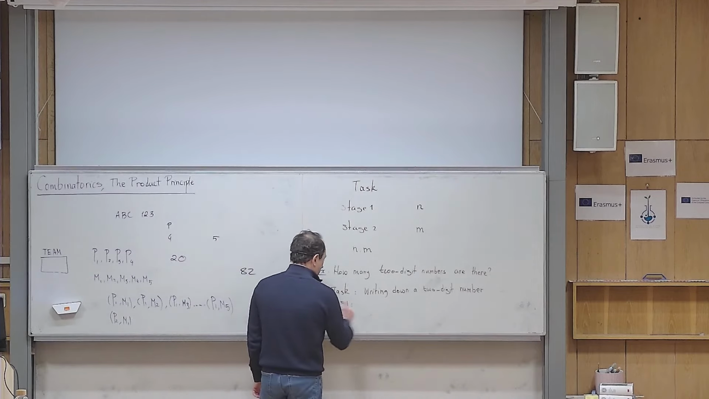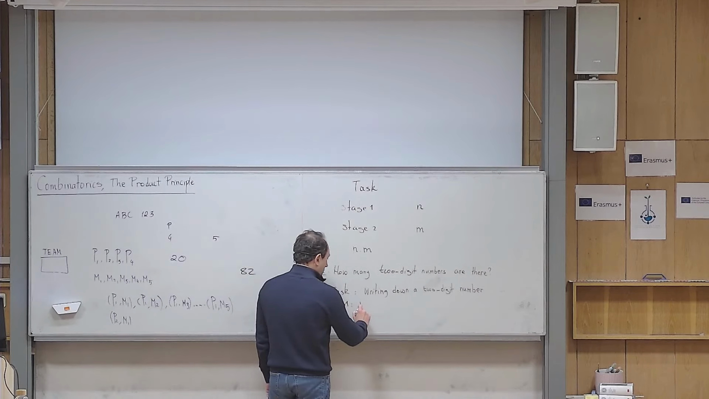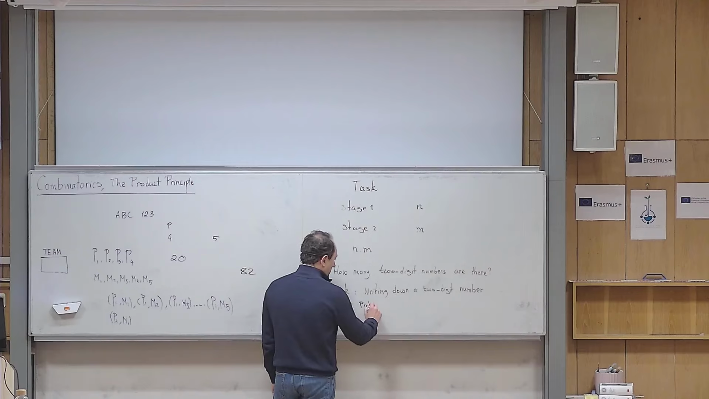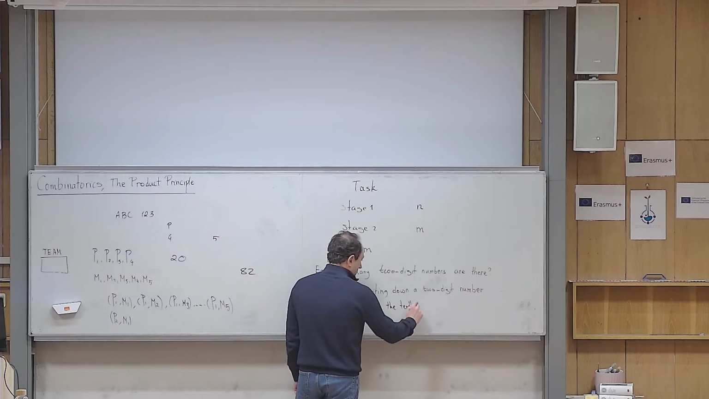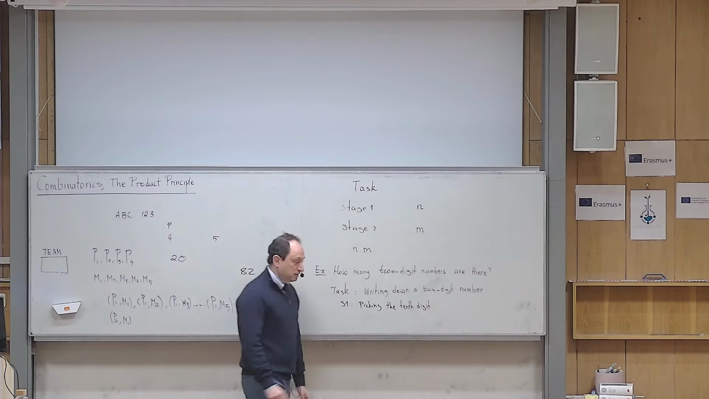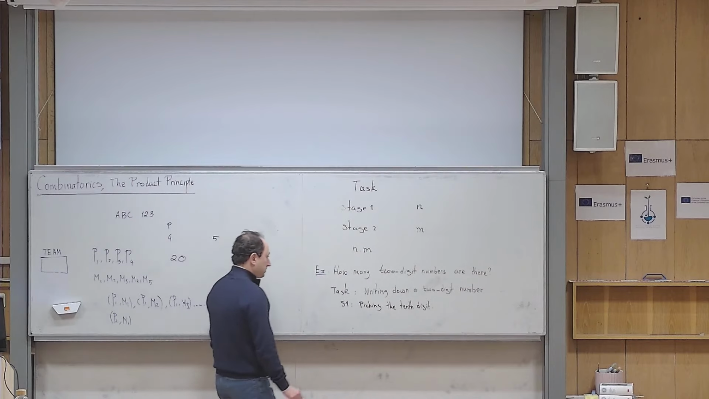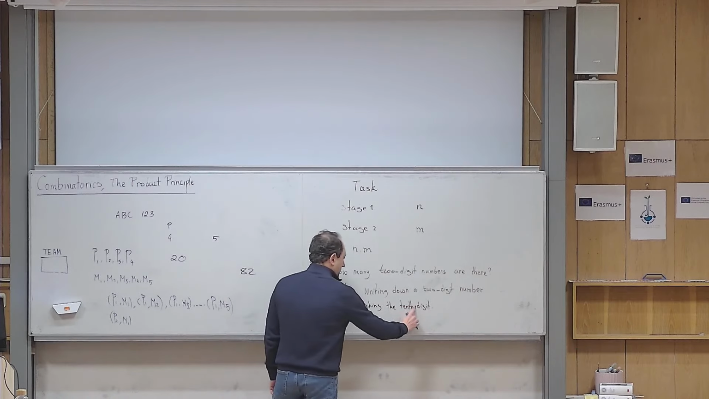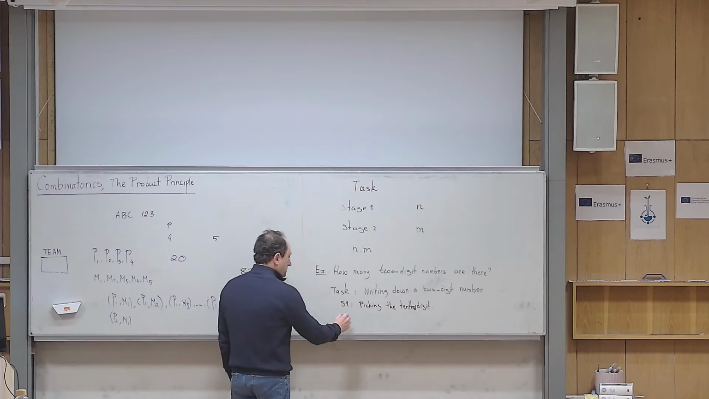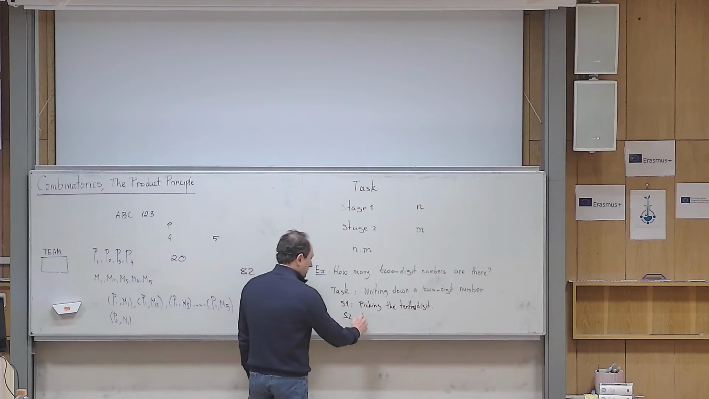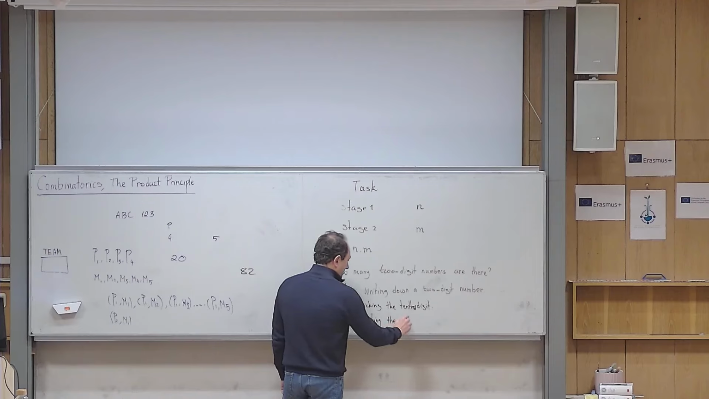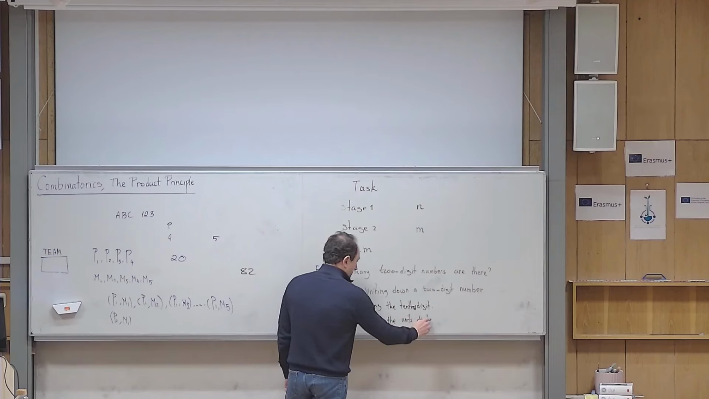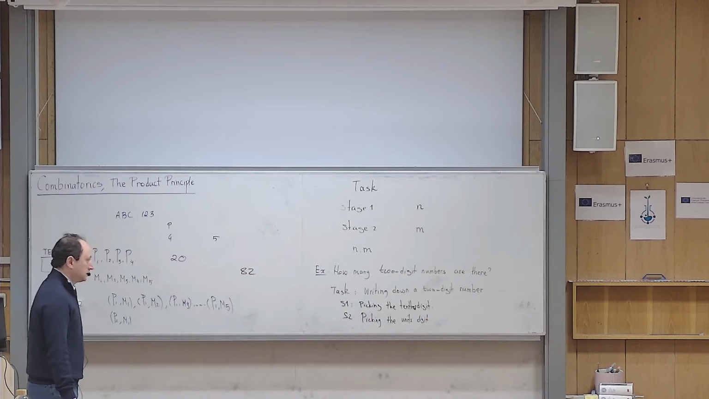So stage 1 is what? Let me write, stage 1, picking the tens digit. Yes, I have to write S1 here. And then S2, stage number 2, picking the units digit. So this is a story that I tell to myself, okay?